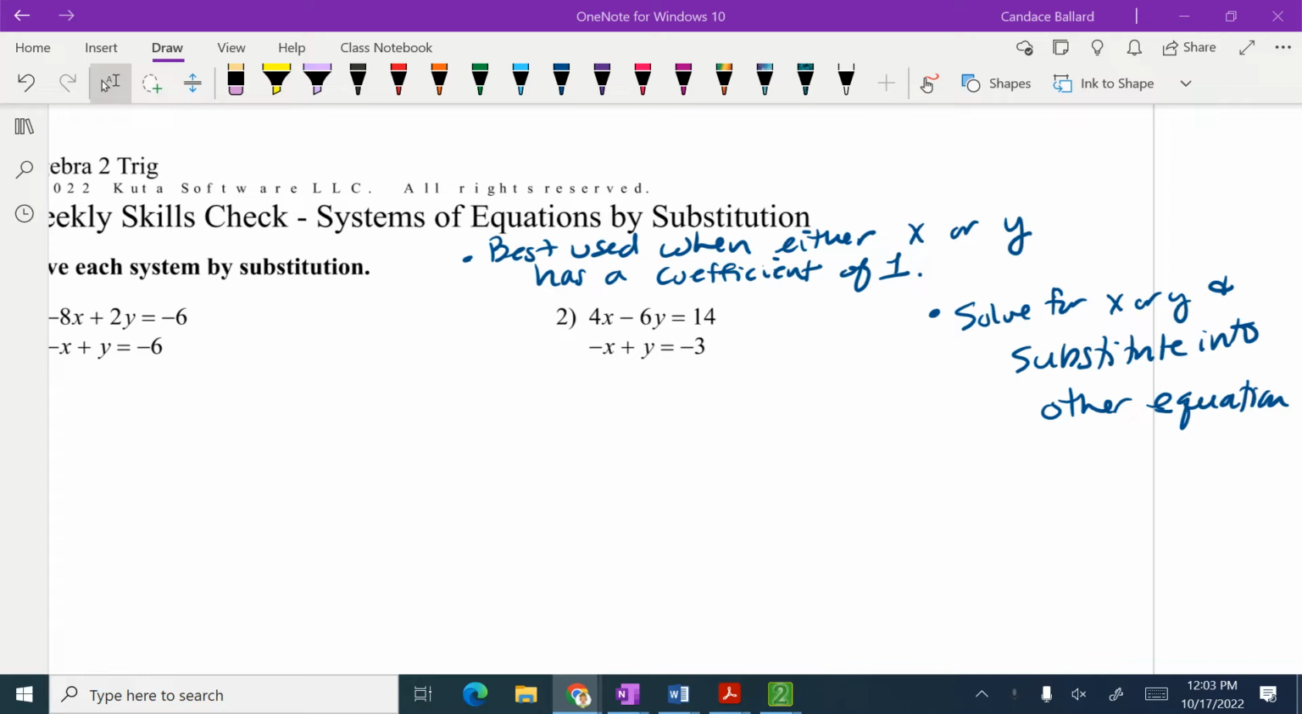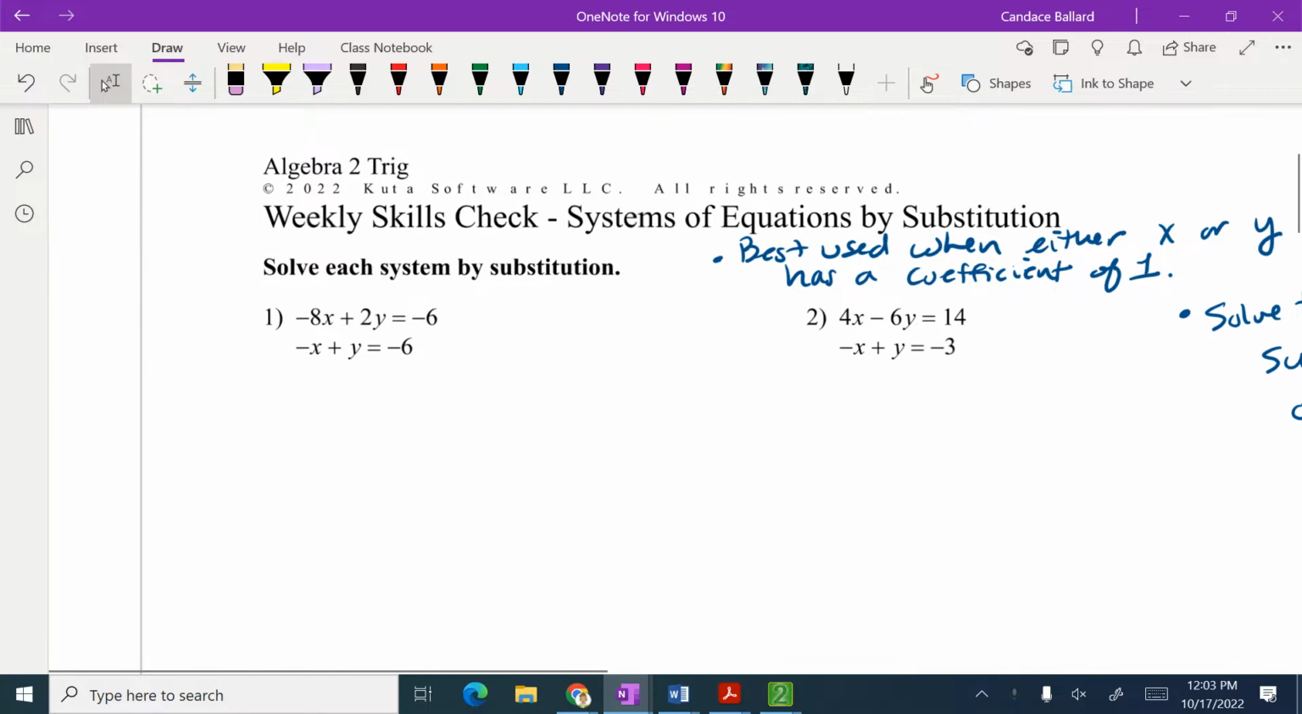Dear, when we did the composition of functions, it's very similar to the substitution method. So this should feel a little bit familiar, even with stuff we've done this year. Okay, so let's try this first one.